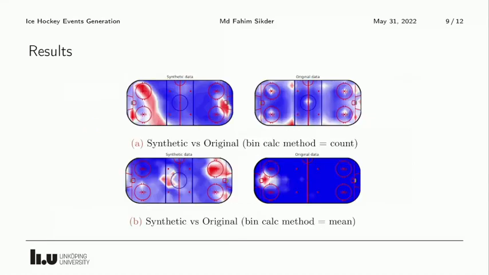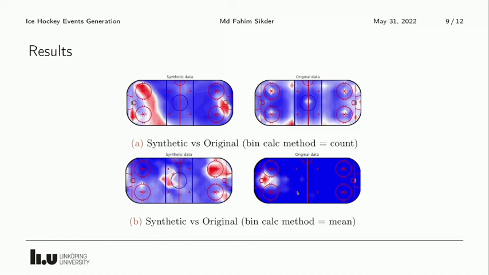We sampled 140,000 events using the TimeGAN and showed the heat map of goals using different bin calculation technique. In the upper figure here, we have shown the heat map of the goal where we have counted the goal events in each bin, and the lower figure here shows the heat map where we take the average of the goal events. The amount of goal in the original data was 106, but in the synthetic data the amount is more than 7,000.